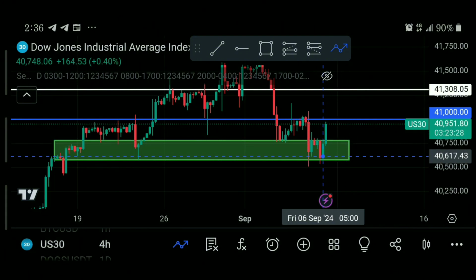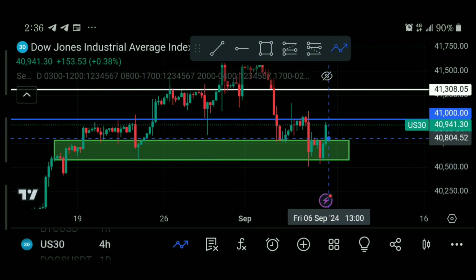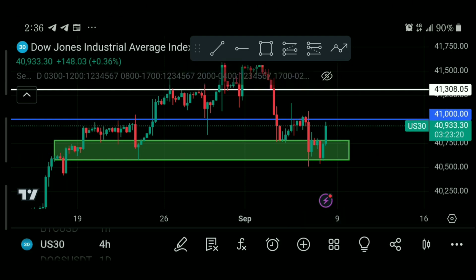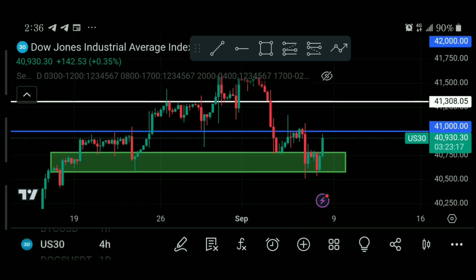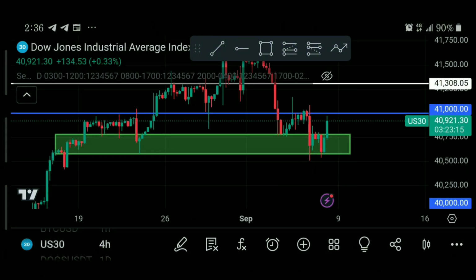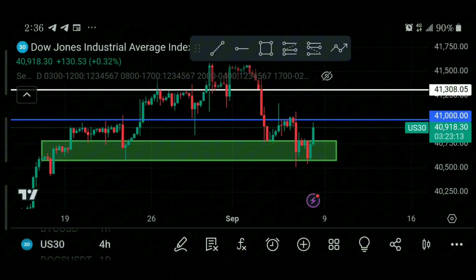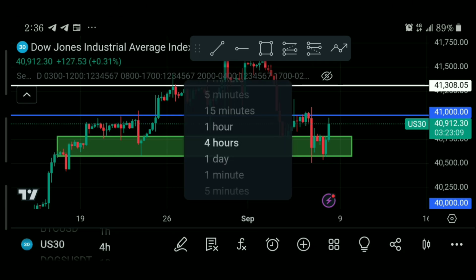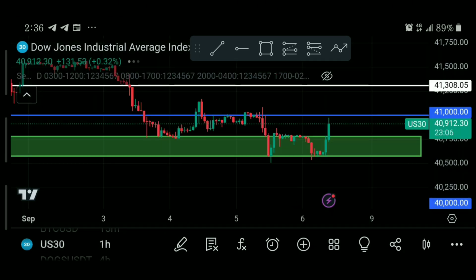You can see the market came down and it's now going up. The market is about to hit our resistance here, so you should be expecting a sell around that area. Let's go on to the lower time frame for more analysis.